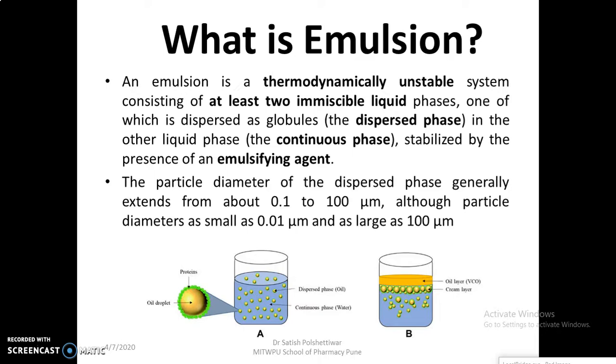In case of O/W type emulsion, we use mostly HLB values of 8 to 16. In case of water in oil emulsion, we use HLB values of 3 to 8, mostly Span. In case of O/W type, we use Tweens. These are examples of surfactants and emulsifying agents.